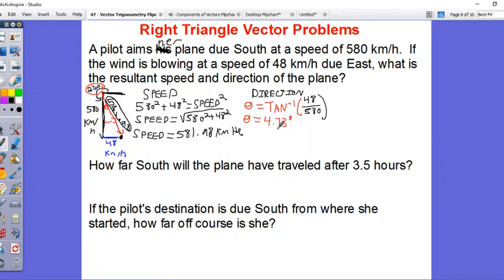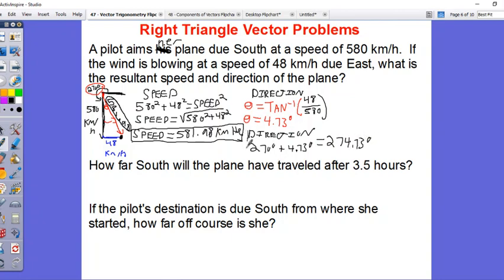So that means our direction is going to be 270 degrees plus 4.73 degrees. So direction is going to be equal to 274.73 degrees. That's our direction.